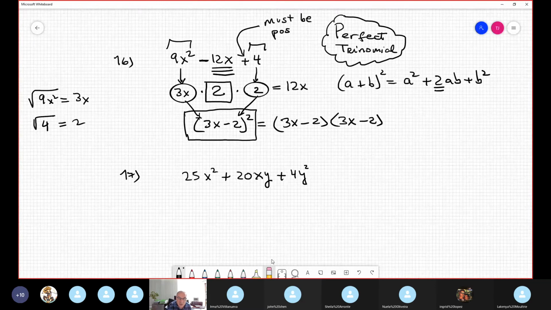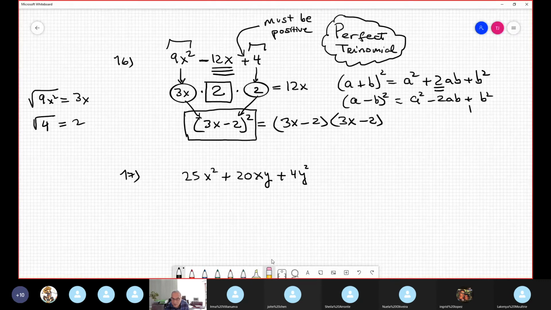See, this sign is not positive, so we are in big trouble. This is no perfect square. A perfect square, regardless, has the form a squared minus twice ab plus b squared. The sign is always positive, and that makes sense because they are twin brothers. It's the same sign.